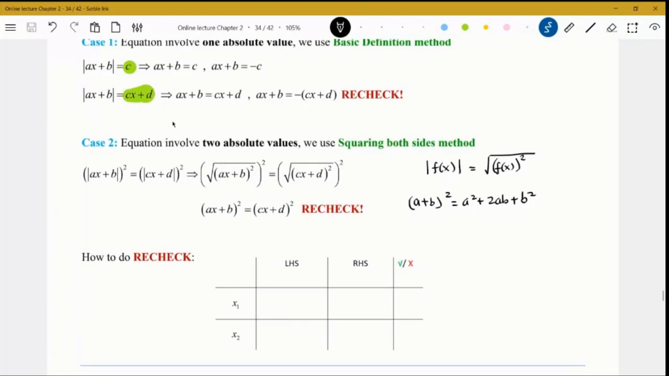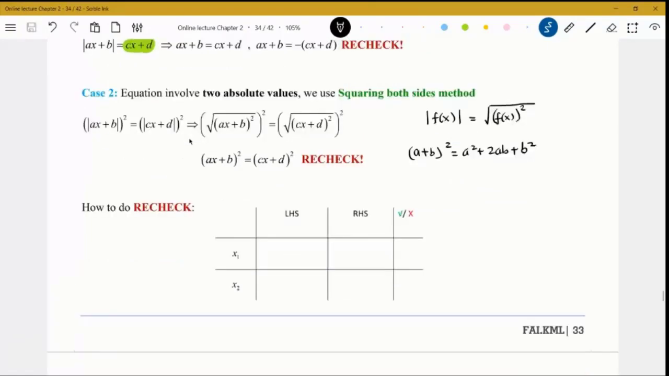Okay, now we want to do some examples so that you can see how we solve. So we move to example 14.